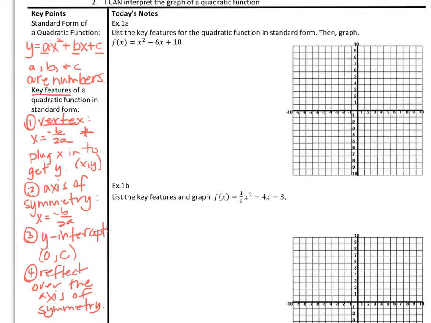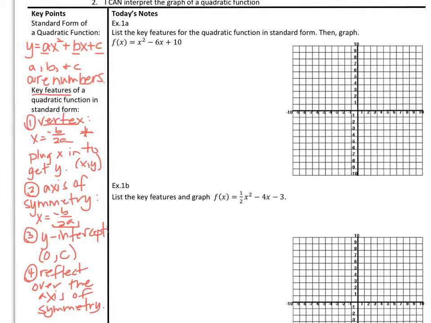The axis of symmetry is going to be the same answer as the x-coordinate of the vertex, and that's that vertical line. Make sure then that you include the axis of symmetry equation as x equals. The y-intercept is also super easy. We don't have to calculate it this time. It's just that last number in the equation. And then you'll reflect the y-intercept over the axis of symmetry. And that should give you enough information to graph your quadratic function. Let's try a couple of examples on the right.